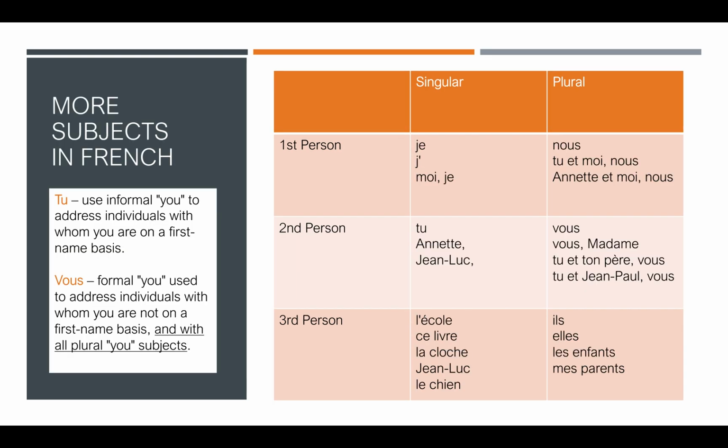Here I've got a little bit more information. Tu is actually the informal singular you, and vous is the formal singular you. So people that you're not on a first name basis with, you will call vous or address as vous, and any plural you, as we've talked about before. The third person: l'école, ce livre, la cloche, Jean-Luc, le chien. These are examples of subjects in French that would take third person singular verb form. And the plurals, ils, elles, les enfants, mes parents, the children, my parents. These are plural subjects in French.